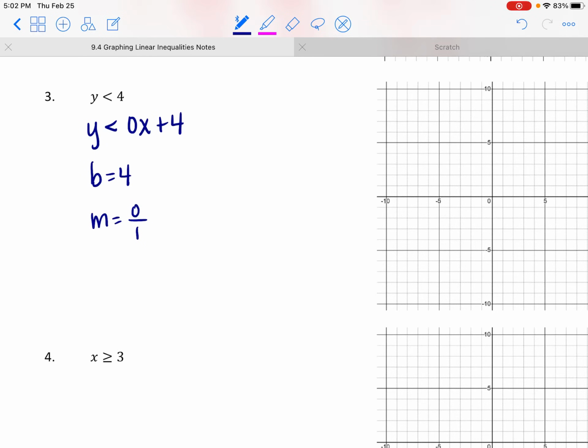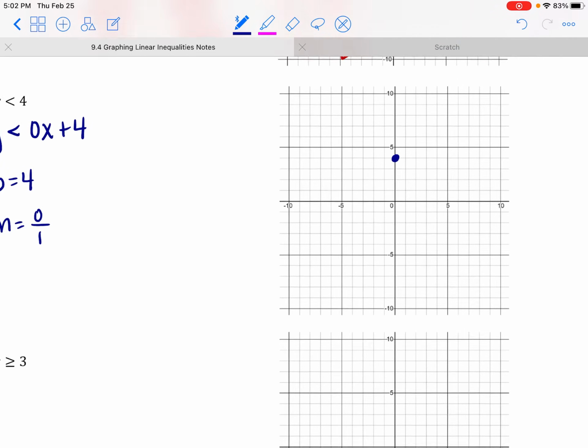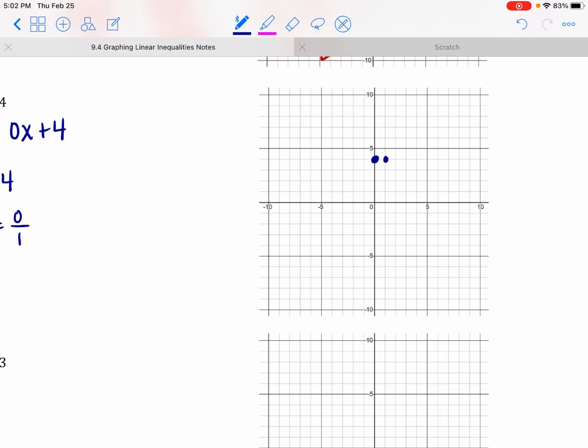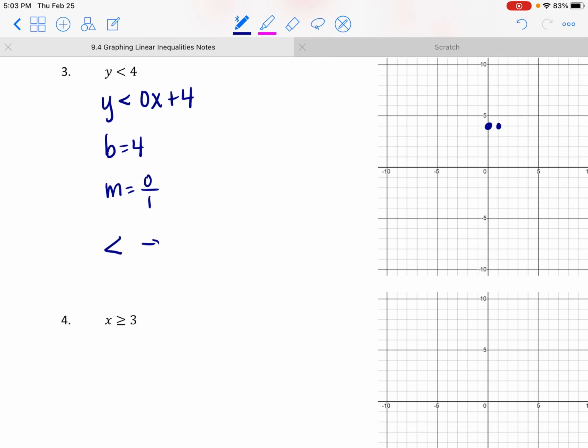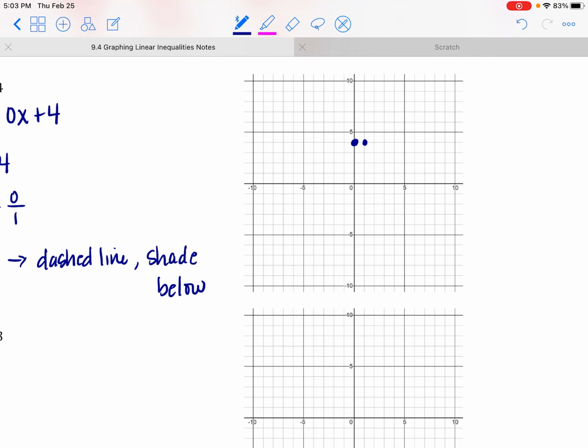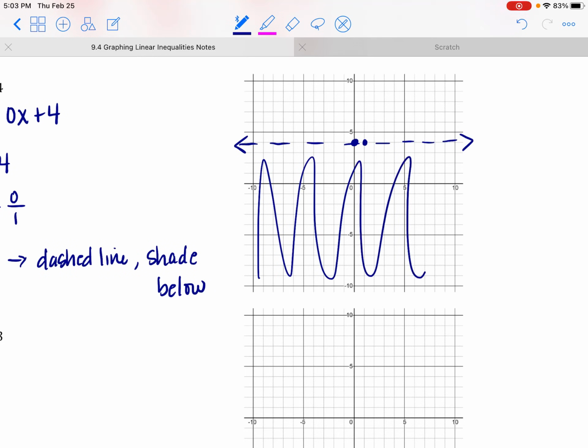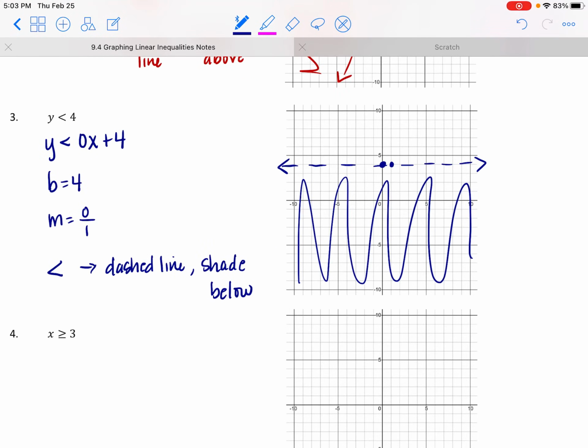So I'm going to begin on my y-axis at 4, and then if I don't rise, if I just run, I can see what's forming here is a horizontal line. And because this symbol is a less than without the equal to, I'm going to make a dashed line. And I want to shade below that dashed line. So if I make my dashed horizontal line through those points and shade below, this would be all the y values, all the points that have y values less than 4.